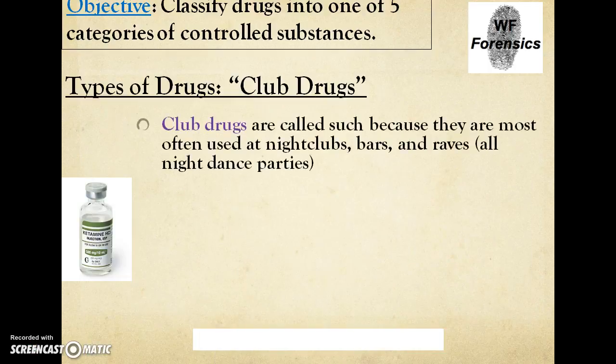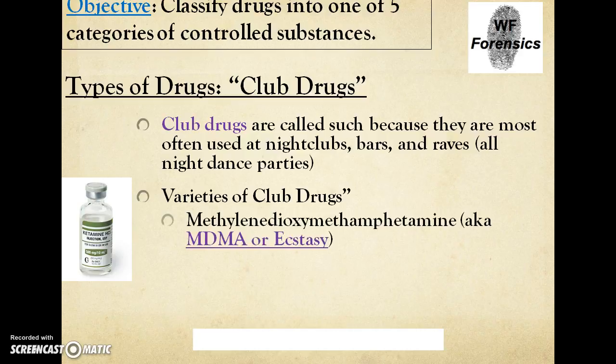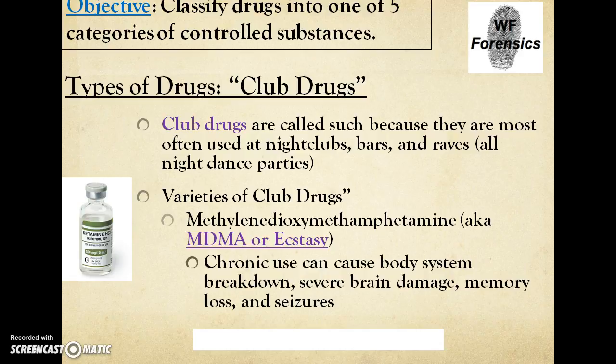So the next class that we are going to talk about is club drugs. So club drugs are called club drugs because, well, they are most commonly used in clubs, bars, raves, and just crazy dance parties. So there are varieties of club drugs. MDMA, also known as ecstasy, is a very, very popular one. That's also known as a pleasure drug because it causes hormones to be released that cause the individual to feel a lot of pleasure. Though chronic use could actually cause the body to break down. You could have severe brain damage, memory loss, and seizures because if you think about it, it's causing your brain to do things that your brain is not supposed to be doing.